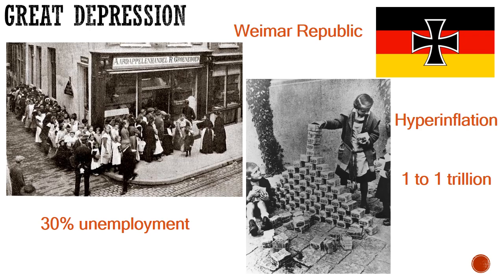Another reason Germany struggled during the Depression was a concept known as hyperinflation. The value of the German mark fell drastically during the Great Depression. What cost 1 mark in 1928 would cost 1 trillion marks by 1932. The children in the photo are stacking bricks of money. Sometimes it was cheaper to burn your money than buy firewood.